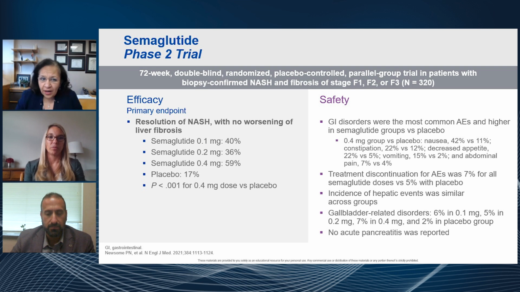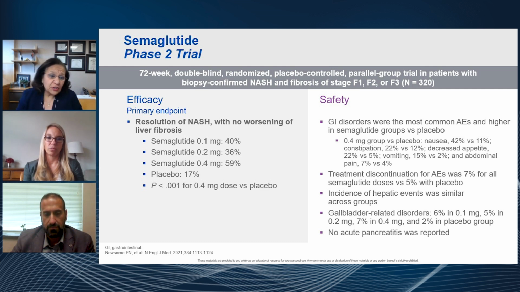However, the phase 2 trial was conducted over 72 weeks. It was double-blind, randomized, controlled trial of patients with biopsy-proven NASH, now what we know as MASH, with fibrosis stage 1 to 3. And interestingly, semaglutide at each of the doses studied, 0.1, 0.2, 0.4, had a statistically significant improvement over placebo in resolution of NASH without worsening fibrosis.